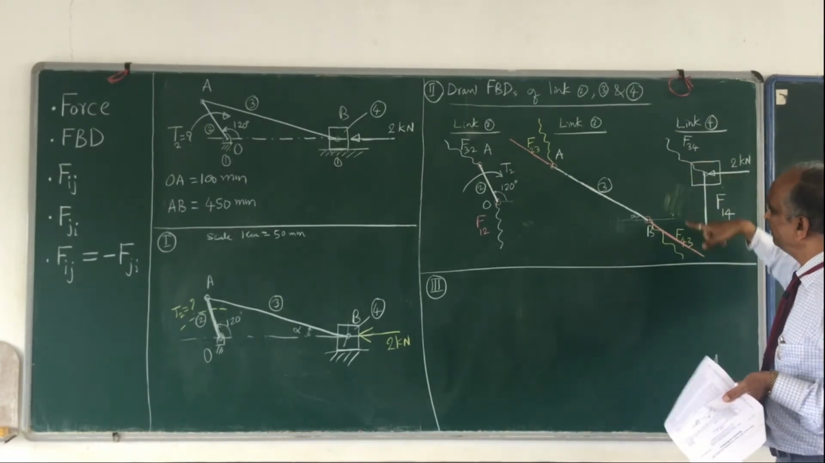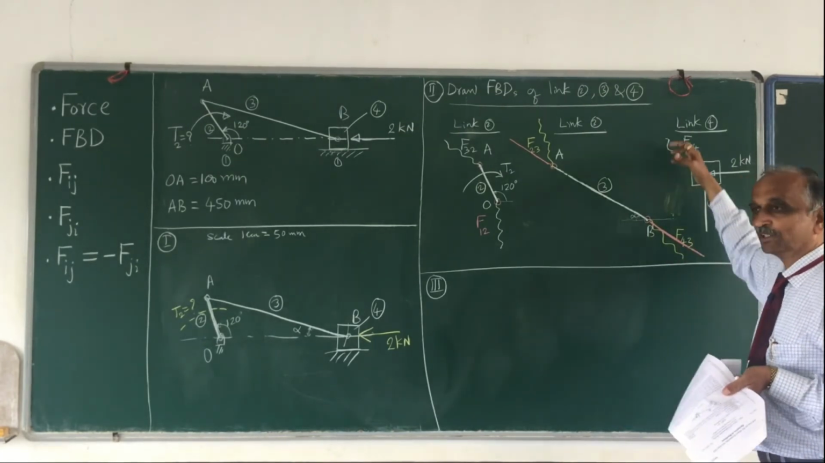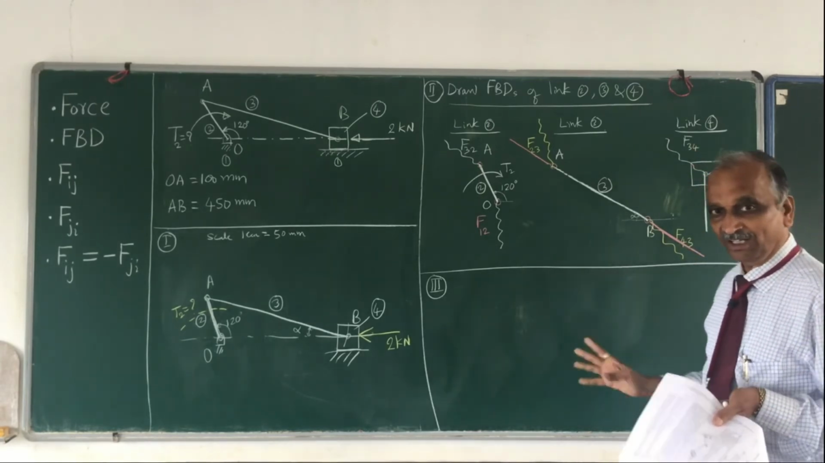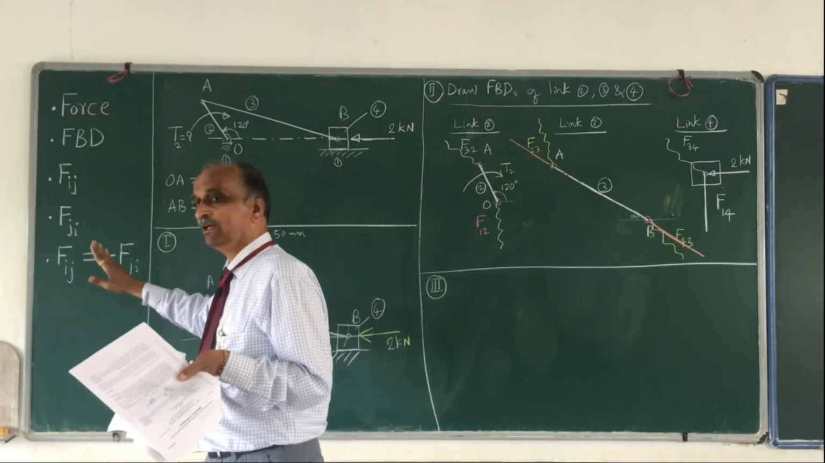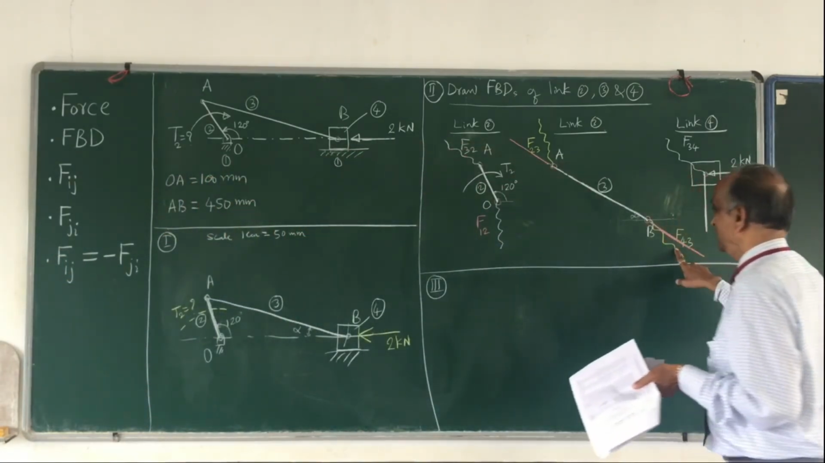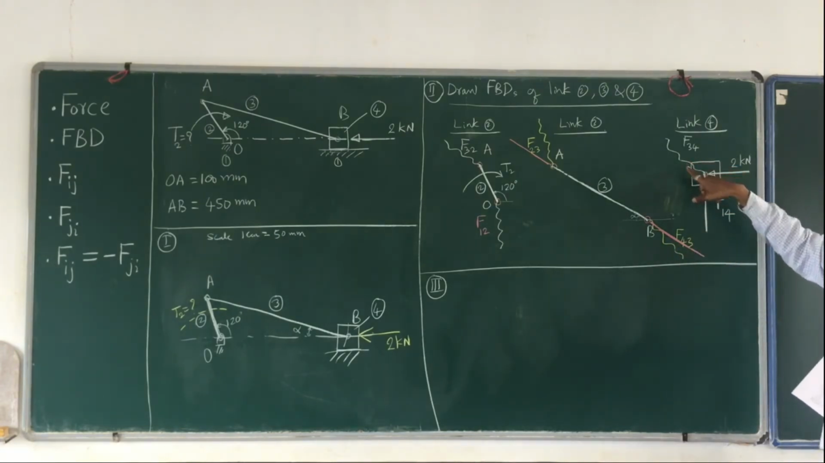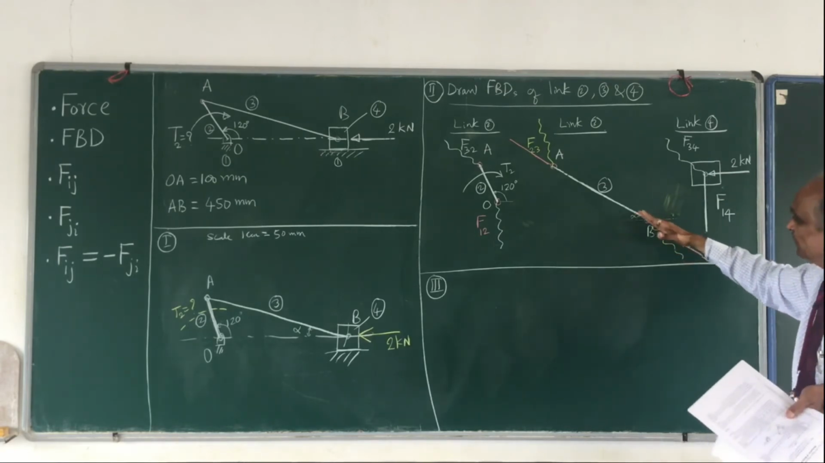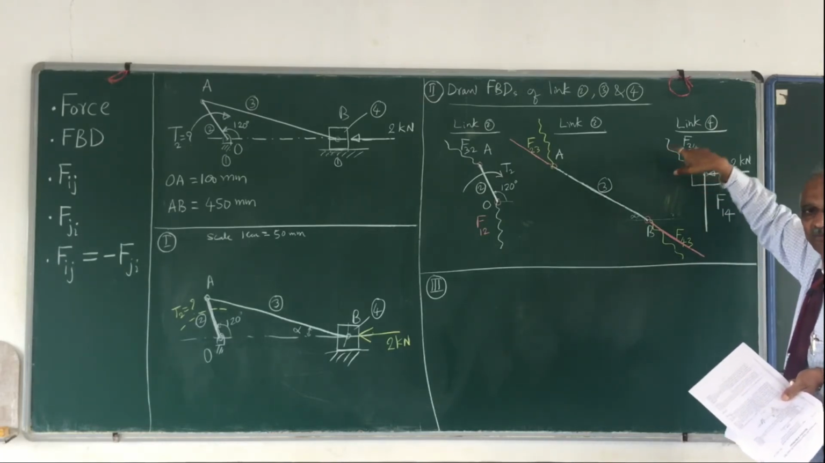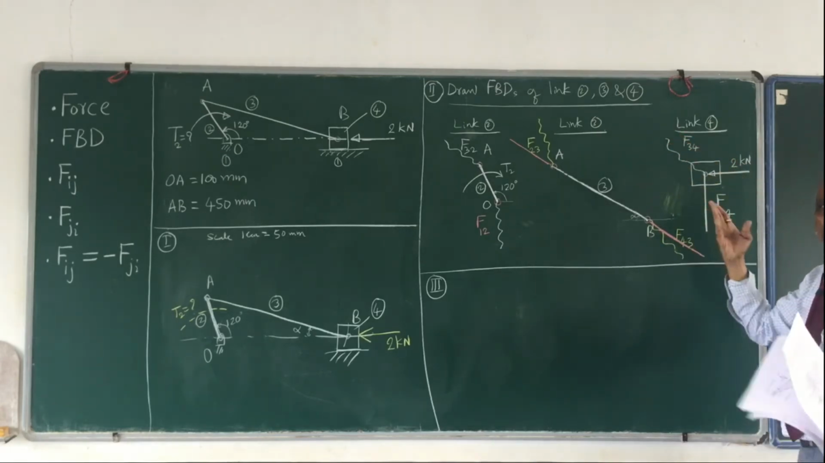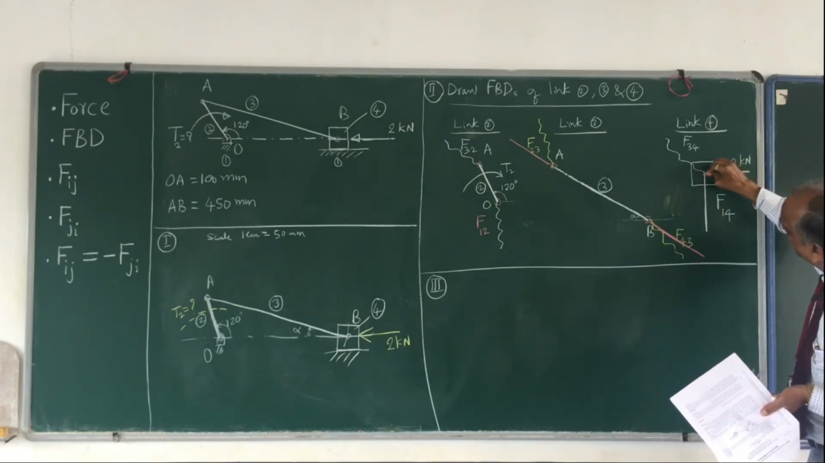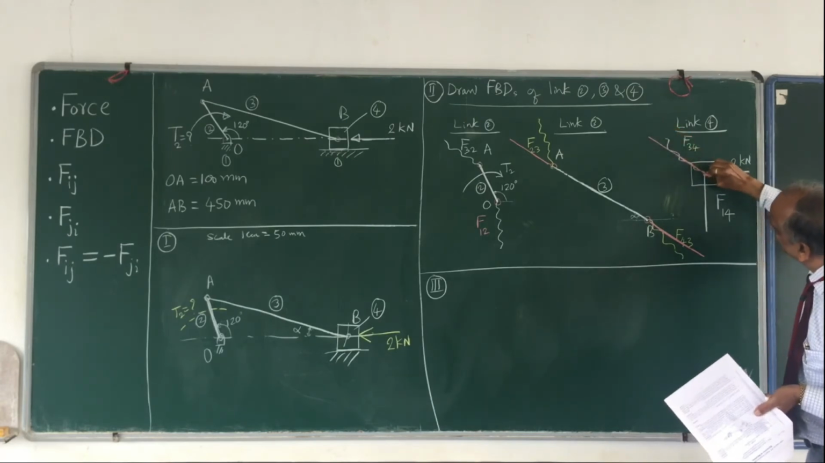Is there any relationship between F43 and F34? Just check here: Fij and Fji. Fij is exactly equal and opposite to Fji. So if I know F43, I don't know it completely, but I only know the line of action of F43. If I know the line of action of F43, do you agree that I know the line of action of F34? Both of them have to be opposite, therefore they must have the same line of action. Therefore, if I know F43, I know the line of action of F34.